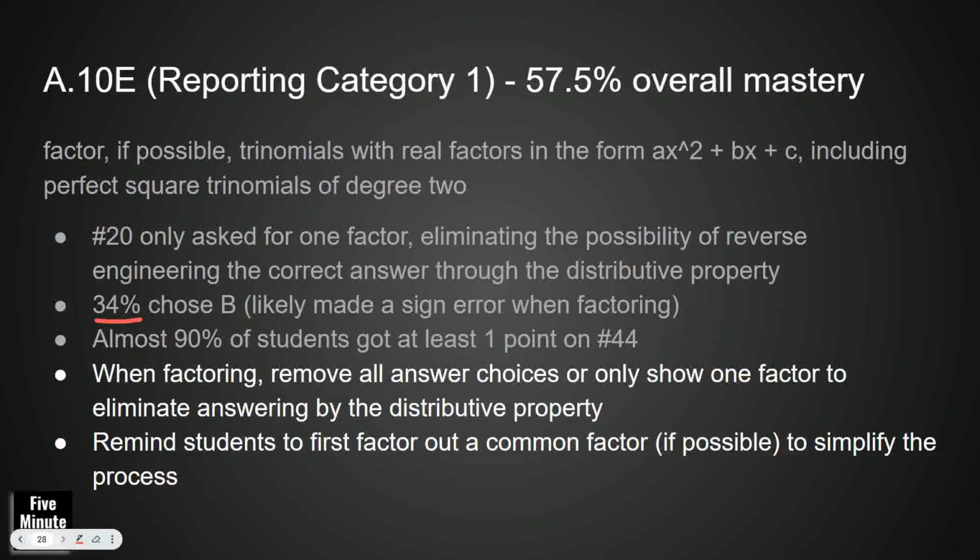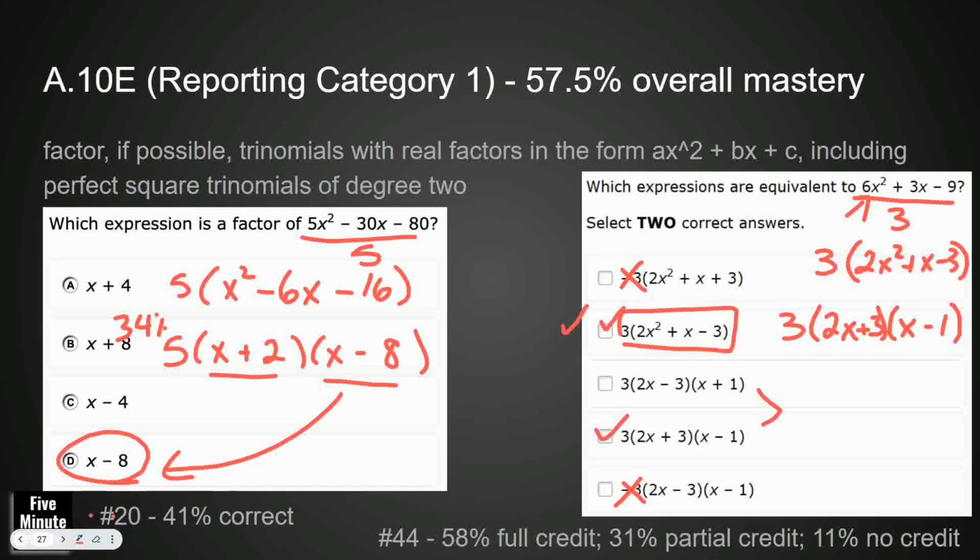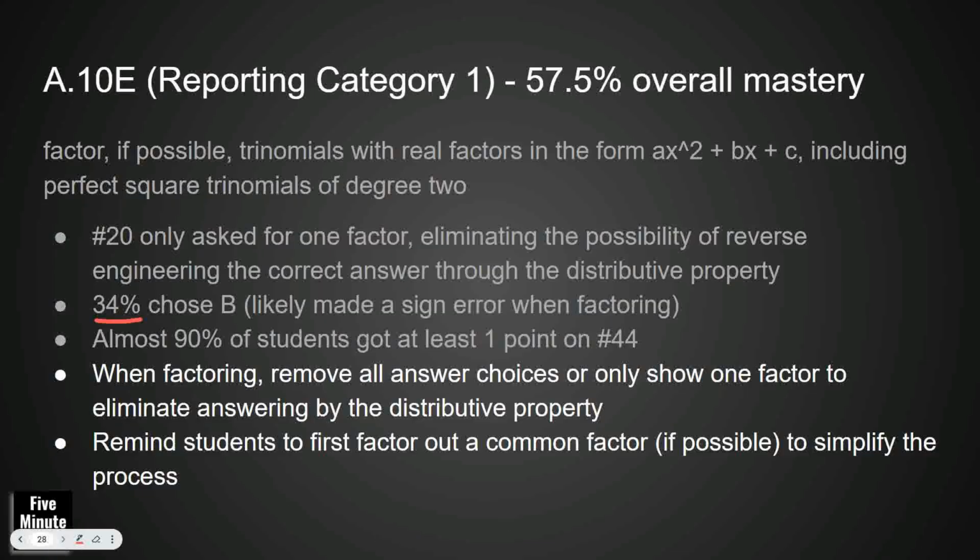And look at number 44. 90% of our students almost got at least 1 point, right? 89% got either full credit or partial credit because this is a lot easier, being able to reverse engineer. So, how do we increase the challenge to make our students really do the factoring instead of reverse engineering? Well, remove all the answer choices, make them just do it on their own. Or if you want them to practice like you would on STAR, only show one factor. Eliminate answering by just using the distributive property.